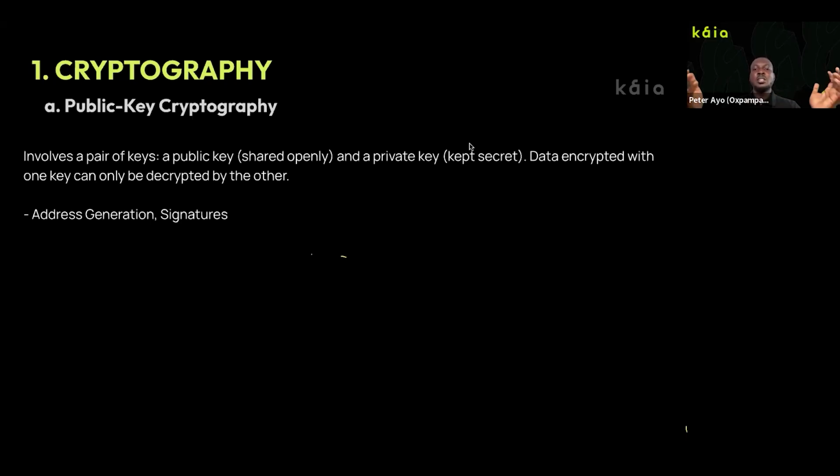A public key is how your Kaia address is generated, and this is shared openly, right? Anybody has access to your public key. Your private key, on the other hand, is a value meant to be known by just yourself.